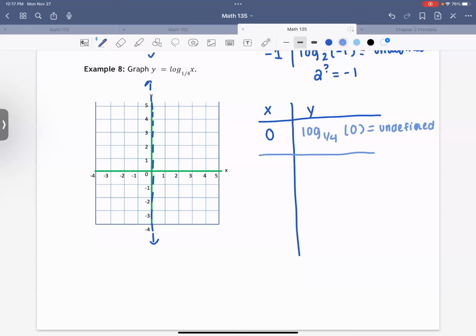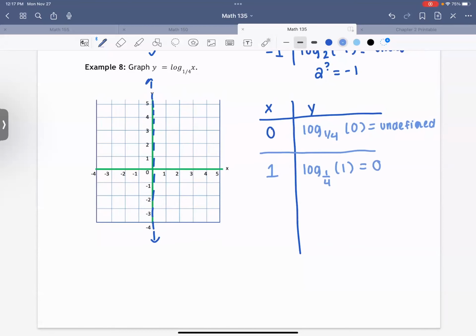Let's plug in x equals 1. Let's do the log base 1/4 of 1. What's the log of anything of 1? 0, right? That's one of our properties. If we're taking the log of 1, it's always going to be 0. So it looks like we have (1, 0) as one of our points. I'm actually going to skip 2, because it might be hard to figure out what log base 1/4 of 2 is. Might even be hard to find 3. Let's try 4.